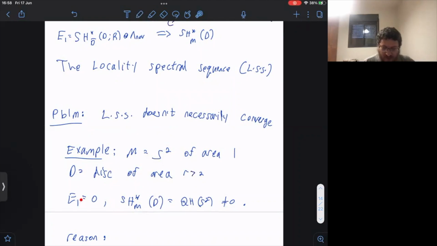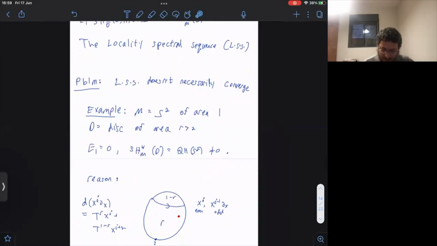Well, the first page in the spectral sequence is necessarily 0 because we know that the symplectic homology of the disk is 0. And notice this is a symplectic homology which doesn't take into account any torsion. On the other hand, we know that for a disk of area greater than 1/2, so we have something whose complement is displaceable, then it's known that this equals the quantum cohomology. So obviously the spectral sequence doesn't converge.